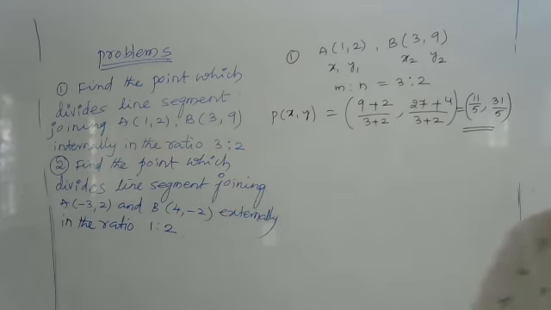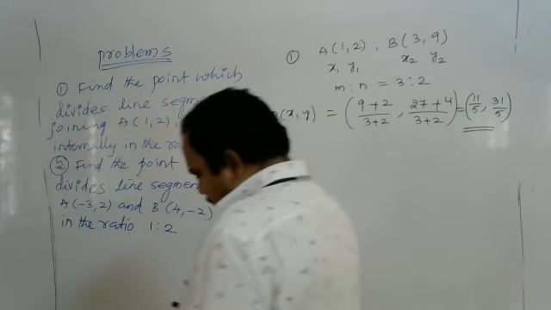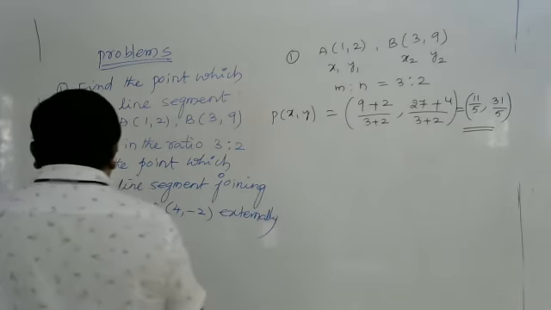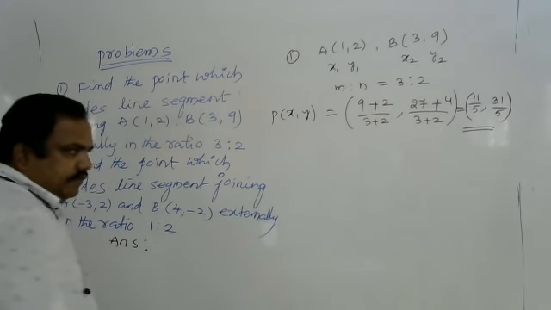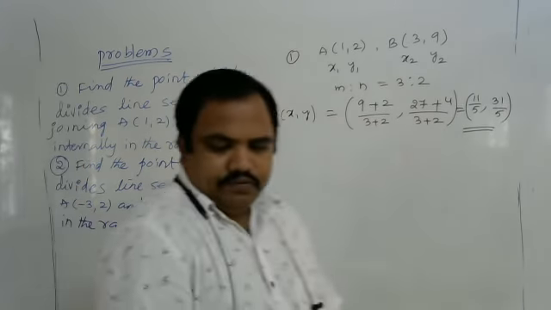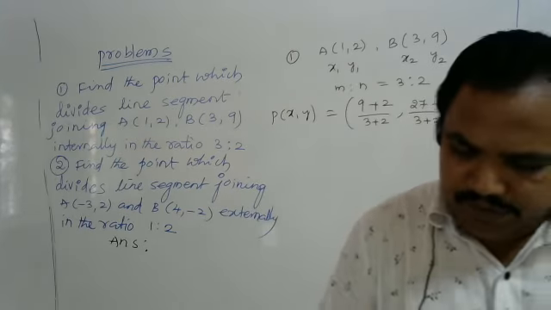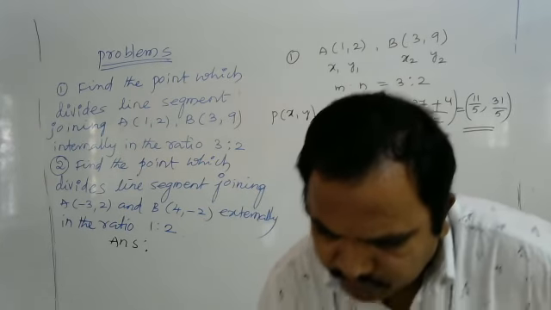Everyone has to respond and you just give me the answer of this question. Second question, what is the answer? Use the external division formula for this. Minus 10 comma minus 2. Purva.